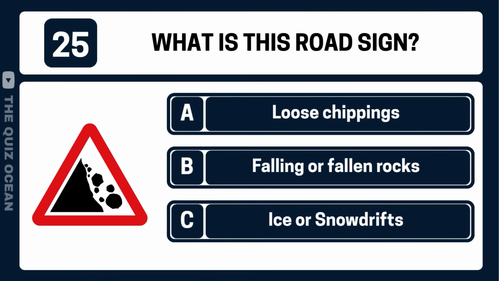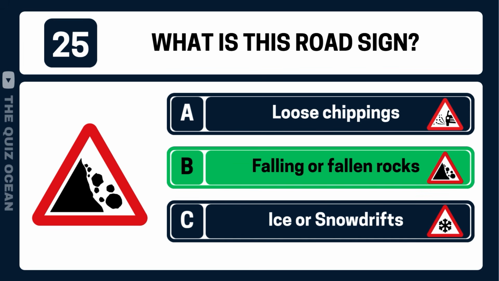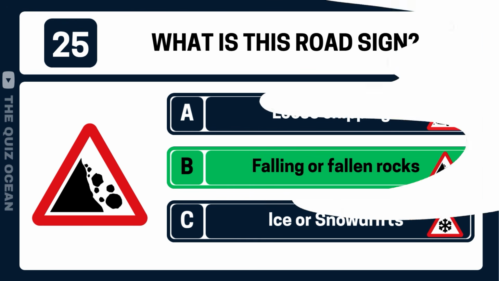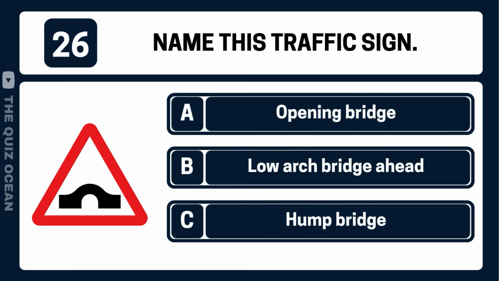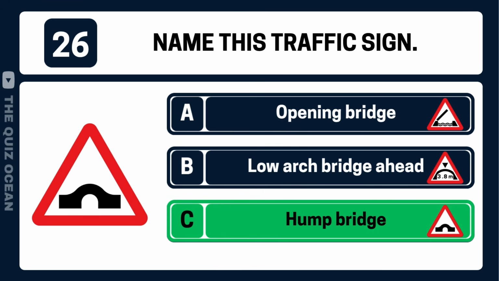What is this road sign? Good observation. This is the falling or fallen rock sign. Name this traffic sign. Nicely done. This is the hump bridge sign.